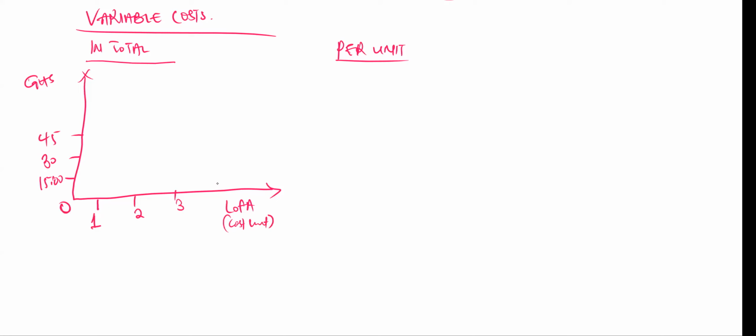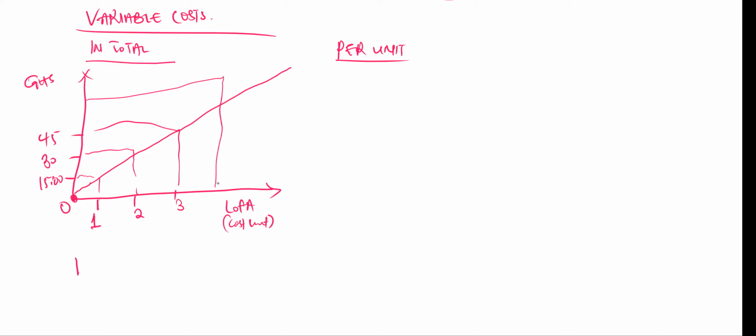If I buy nothing, what happens? 0. If I buy 1, they meet here. If I buy 2, they meet here. If I buy 3, they meet here. If I buy 4, they meet here. So what do you see? Can you see? That tells you that for variable cost in total, if level of production increases, the variable cost also increases.